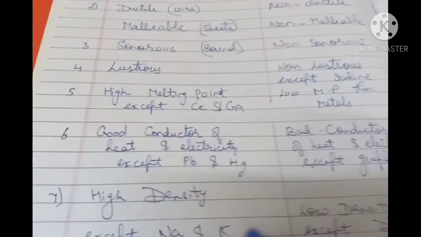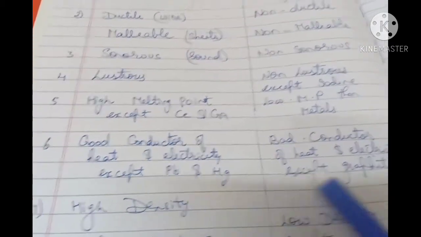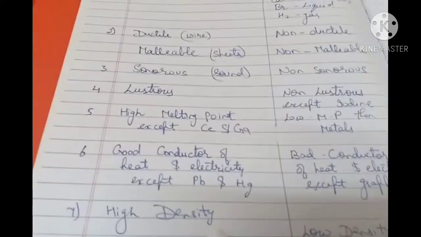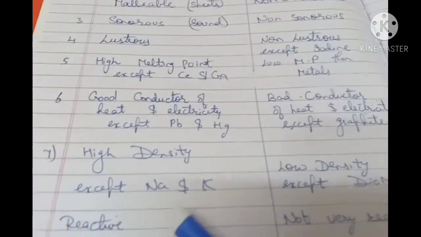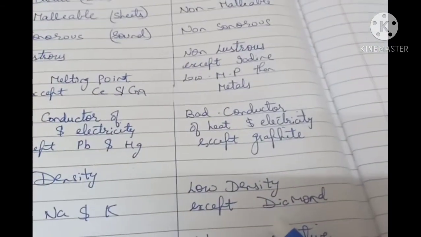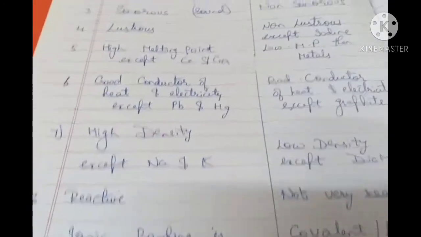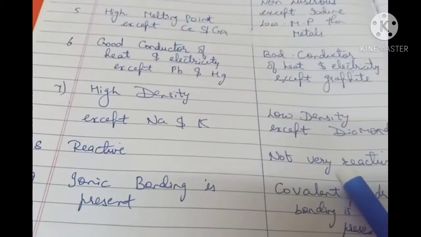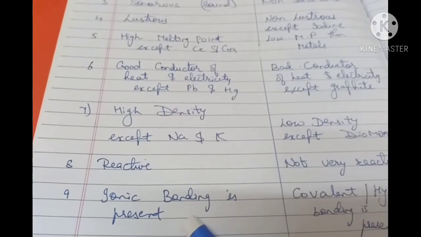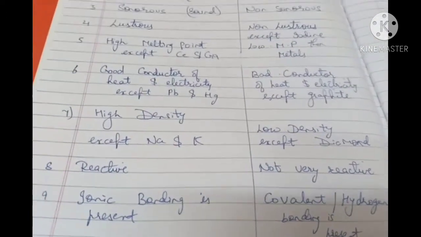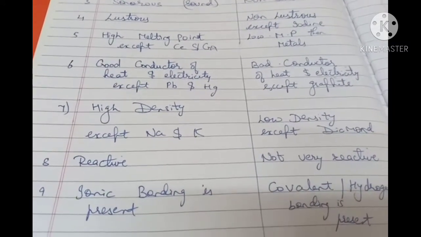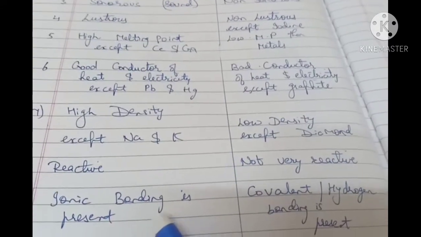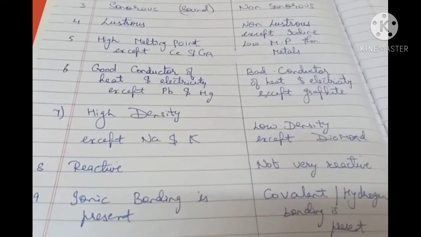Then metals are good conductors of heat and electricity except Pb and Hg. Non-metals are bad conductors of heat and electricity, except graphite. High density of metals, low density of non-metals, except sodium and potassium among metals, and except diamond in case of non-metals. Then metals are reactive, non-metals are not very reactive. Ionic bonding is present in metals. Covalent or hydrogen bonding is present in non-metals. Ionic bonding I will explain you in the further videos. That is the relation between the metals when they react with the chemicals. Okay, so these are the differences in short.